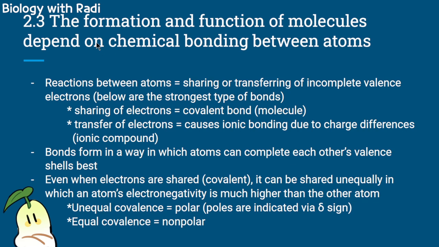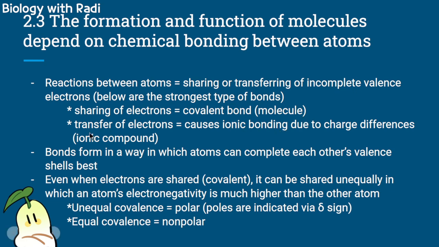So 2.3 is on how the formation and functions of molecules depend on chemical bonding between atoms. Reactions between atoms involve the sharing or transferring of incomplete valence electrons. Below are the strongest types of bonds. Bonds are created through reactions between atoms, by the way. The sharing of electrons we call a covalent bond, and covalently bonded atoms create molecules.